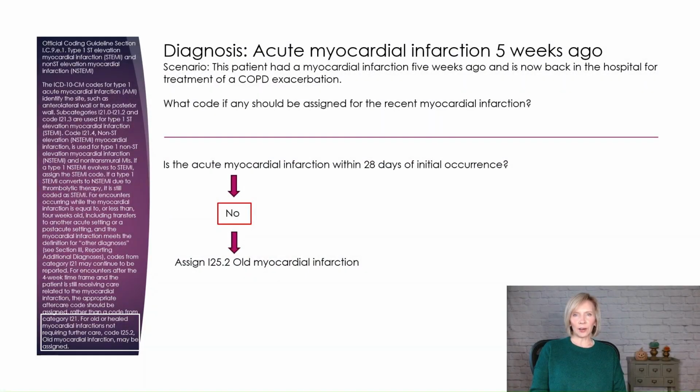In this last scenario, a patient who is 5 weeks post-acute myocardial infarction has been readmitted for the treatment of a COPD exacerbation. What code, if any, should be assigned for the myocardial infarction? In this case, we will assign the code I25.2, old myocardial infarction, as the occurrence of the myocardial infarction is more than 28 days ago. The guideline tells us that once a myocardial infarction is past 28 days from occurrence, it is considered to be old and codes from category I21 should no longer be used.